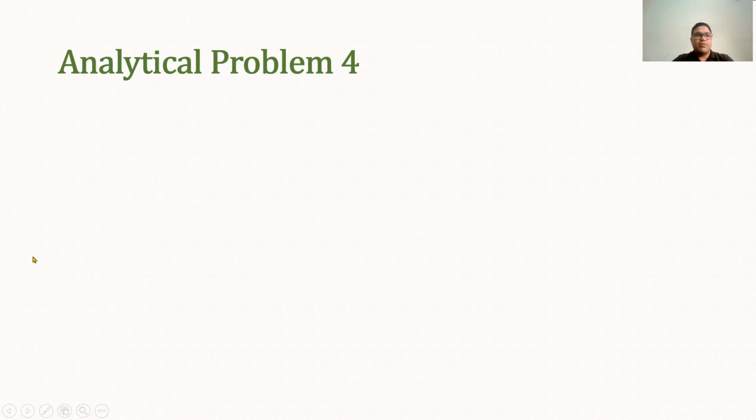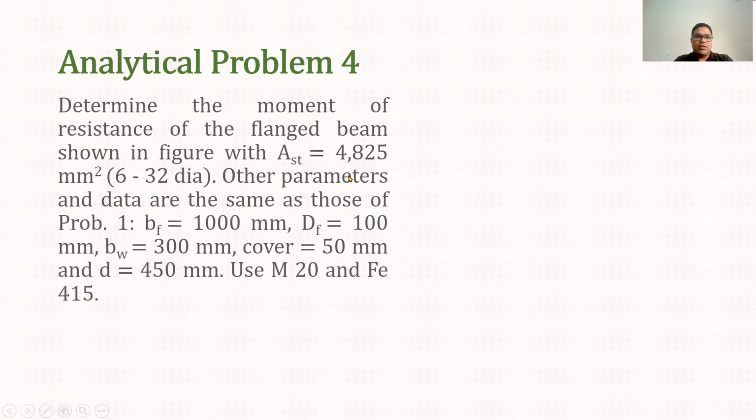Hello, welcome back. So now we will solve another problem, and you can see the diagram is the same. The only change is the area of steel. This time we are going to use 4825 mm square area of steel, and with this we have to find out what will be the change in moment of resistance.